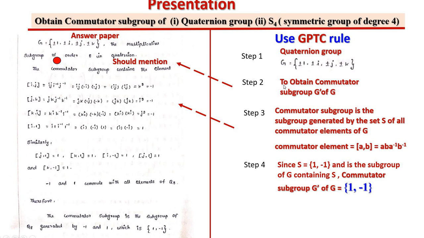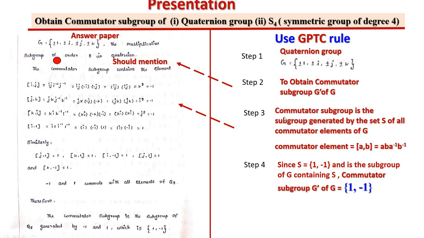Then what is the aim? To obtain the commutator subgroup G prime of G. So that is not mentioned here. The commutator subgroup contains elements like this, it is given. That is not expected. What is given you have to write, and what is to be done, that should come next. And then you have your computation.